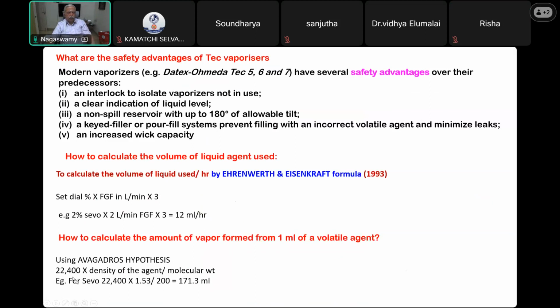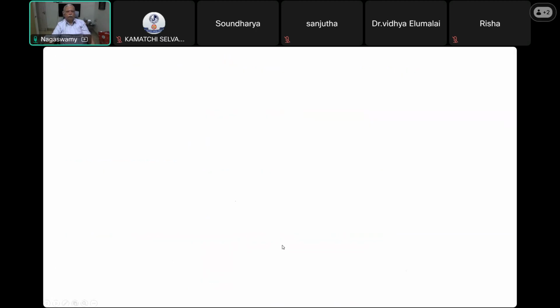So the formula you have to remember is 22.4, which has to be in cc, times density of the agent divided by the molecular weight of the agent. So for example, for sevoflurane, the density is 1.53 and molecular weight is 200. So making use of that, you will get 171.3 ml of vapor for every 1 ml of volatile agent.